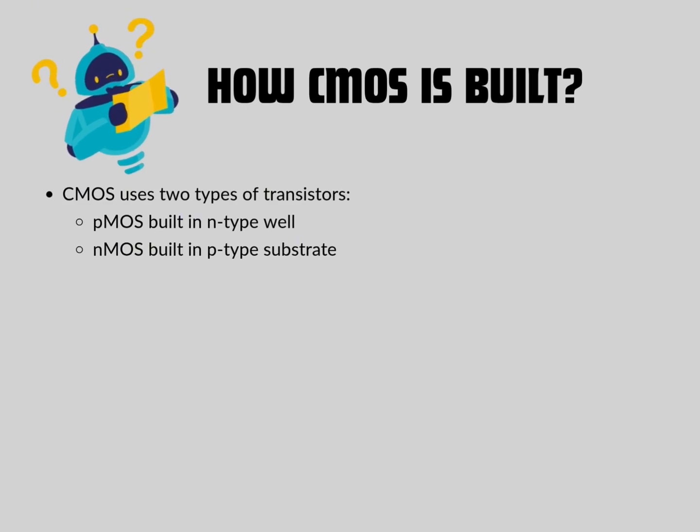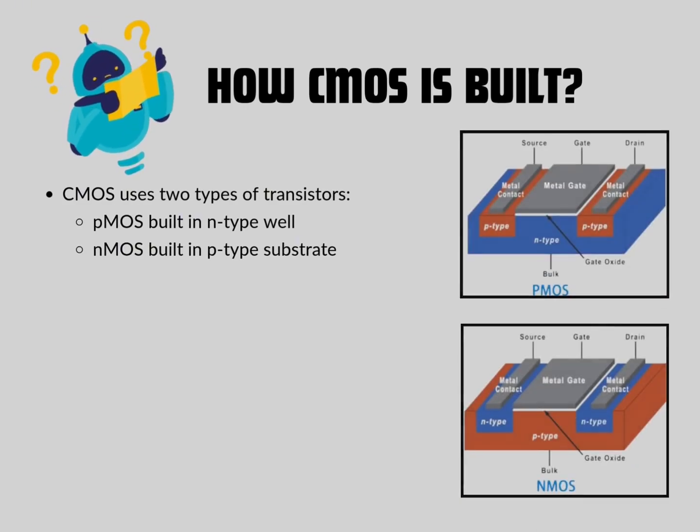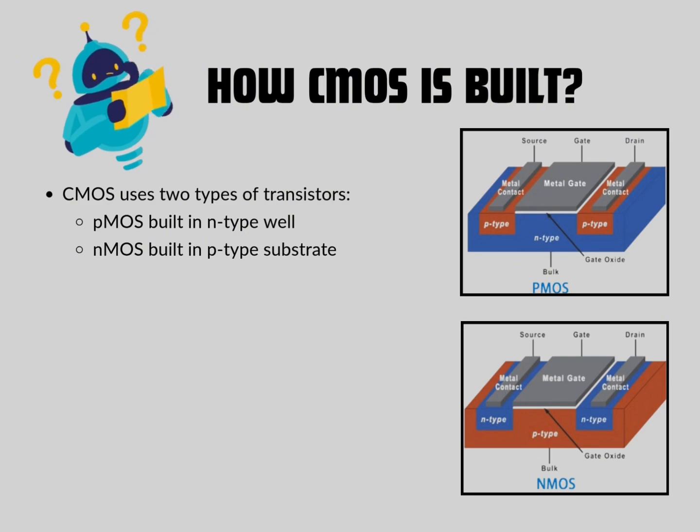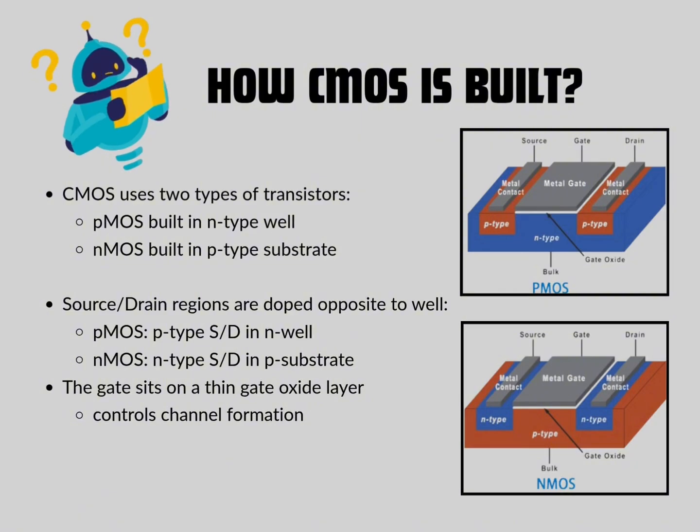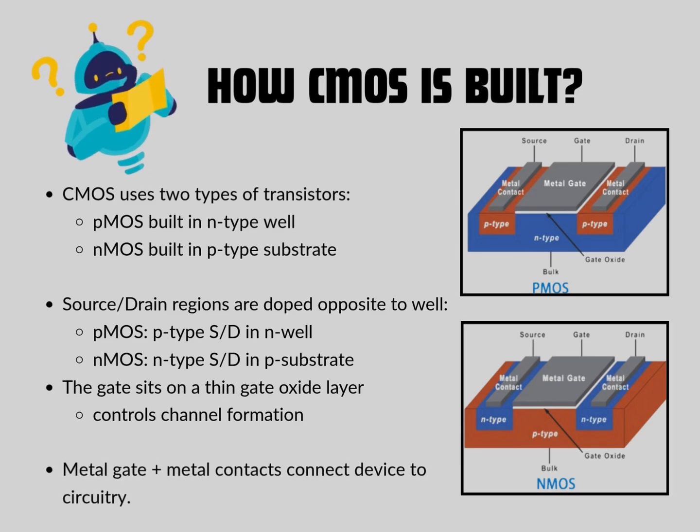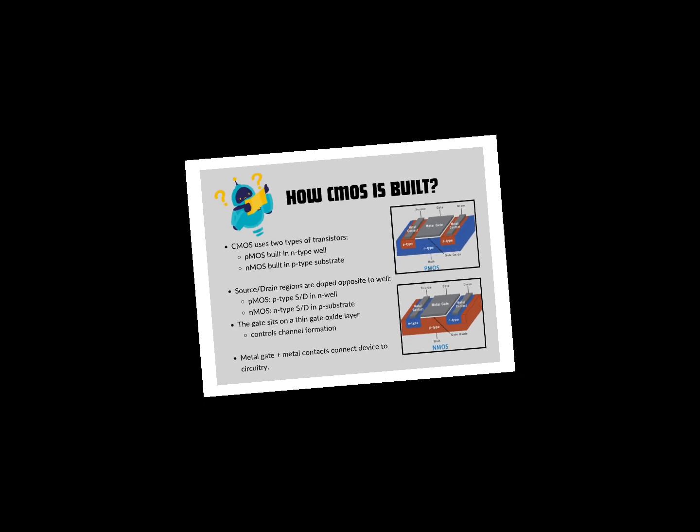CMOS is made up of two types of transistors, PMOS and NMOS. PMOS transistors are created inside an N-well, while NMOS transistors sit directly on the P-type substrate. Both transistors have similar key parts: the source, drain, a thin gate oxide layer, and a polysilicon gate on top. The gate controls where the current can flow between the source and drain, which is how CMOS switches on and off. All these parts are connected through metal contacts so they can communicate with the rest of the circuit.